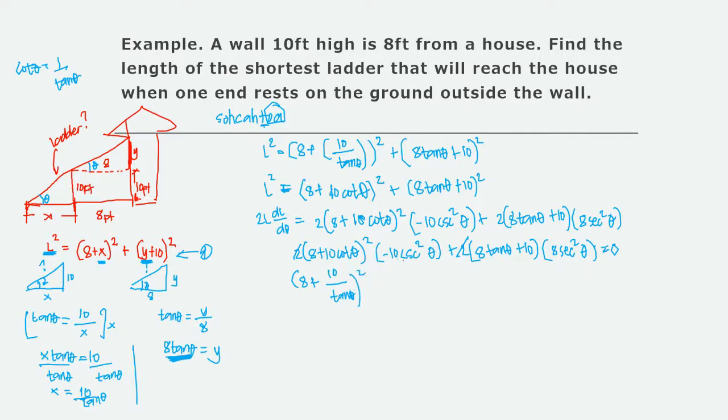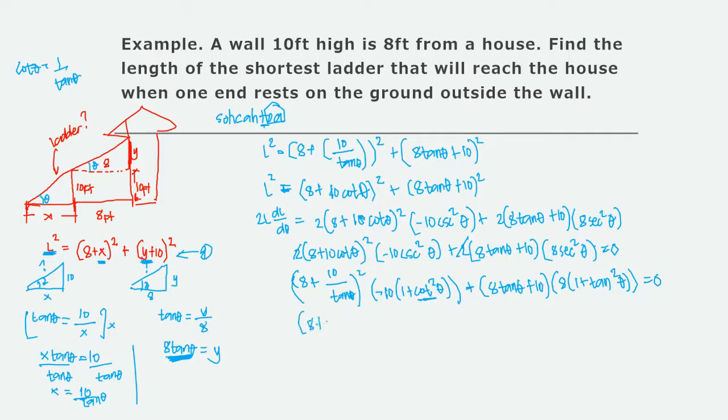And for this one, negative 10 cosecant squared can be replaced by the Pythagorean identity, which is equivalent to 1 plus cotangent squared theta, plus the 8 tangent theta plus 10. And for the secant squared, we can replace that by the Pythagorean identity, which is 1 plus tangent squared theta. So we almost have all the trigonometric functions converted into tangent. We only have one left, which is cotangent squared.